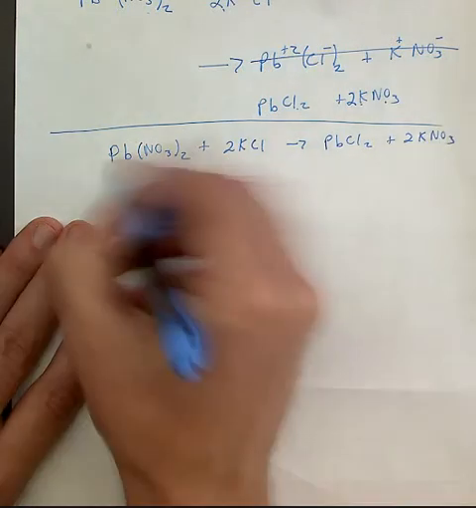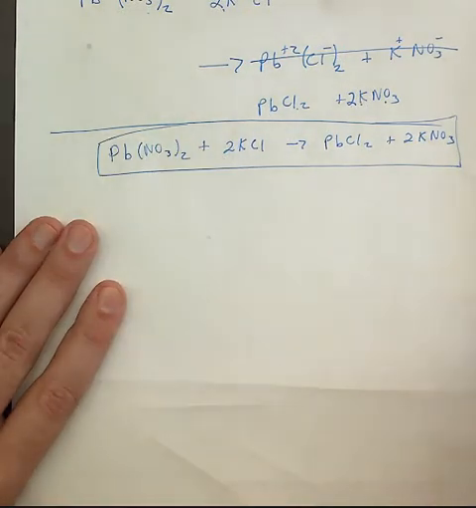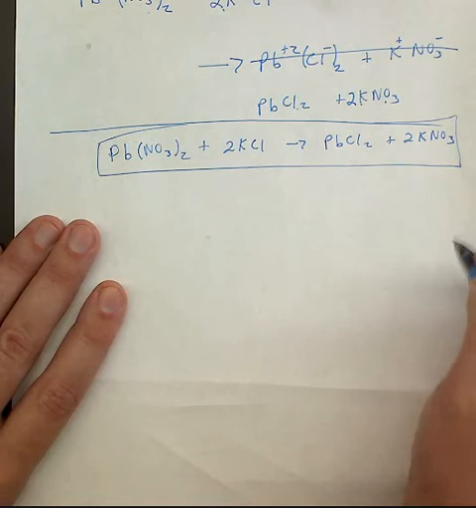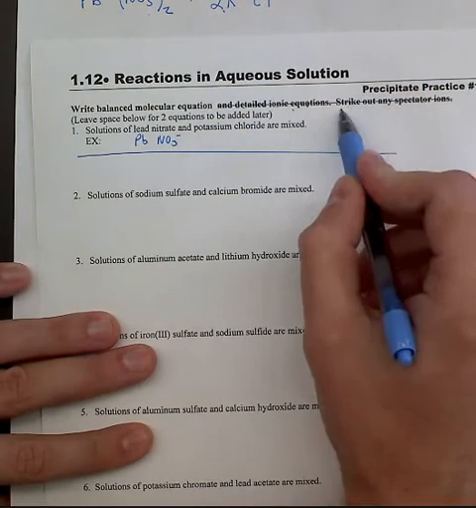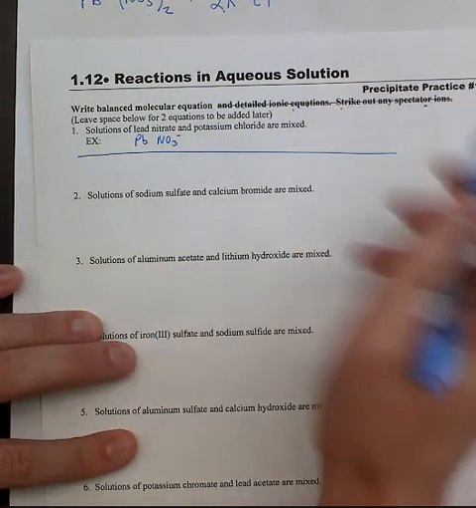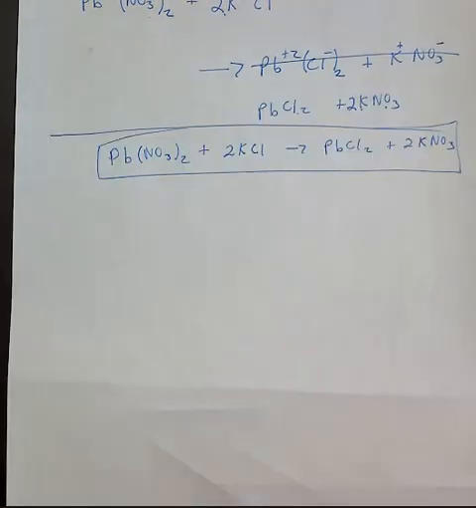Okay, so here is our complete molecular equation. All right, so this is what you're looking to do for homework for 1.12. Once again, ignore the other 2 sections on here. Okay, so the detailed ionic and strike out spectator ions. We're going to get to that tomorrow. All right, but this is what the homework should look like tonight.